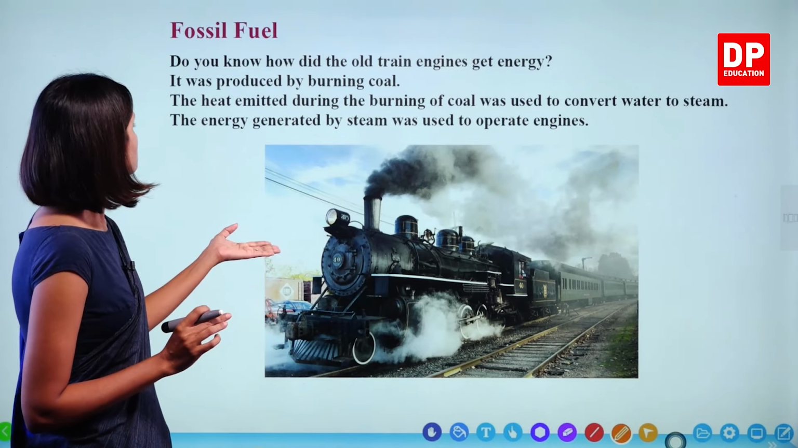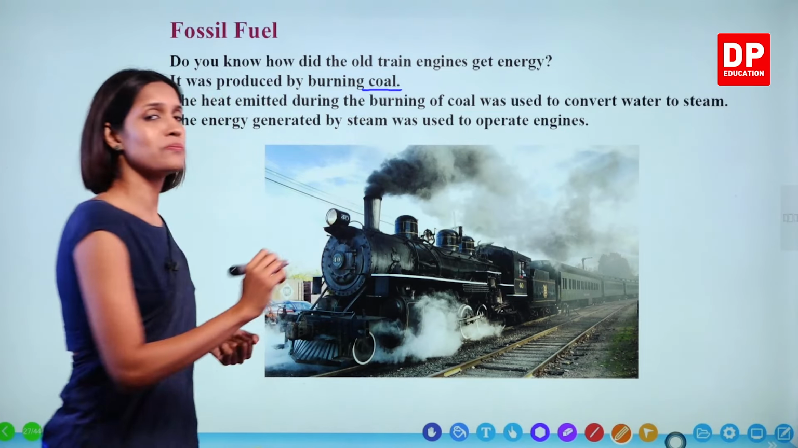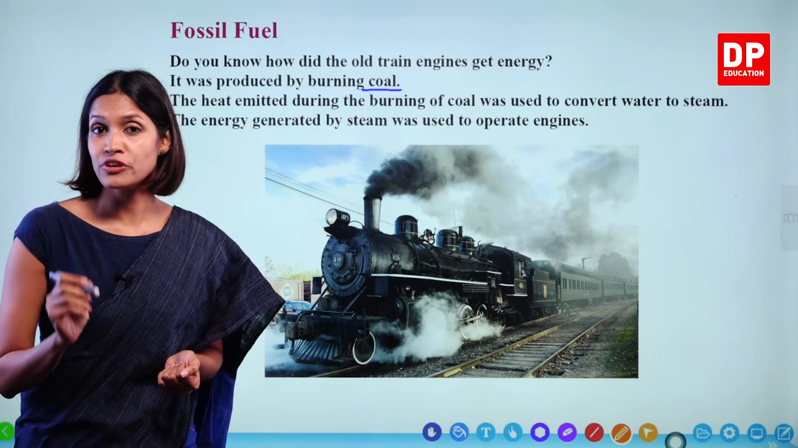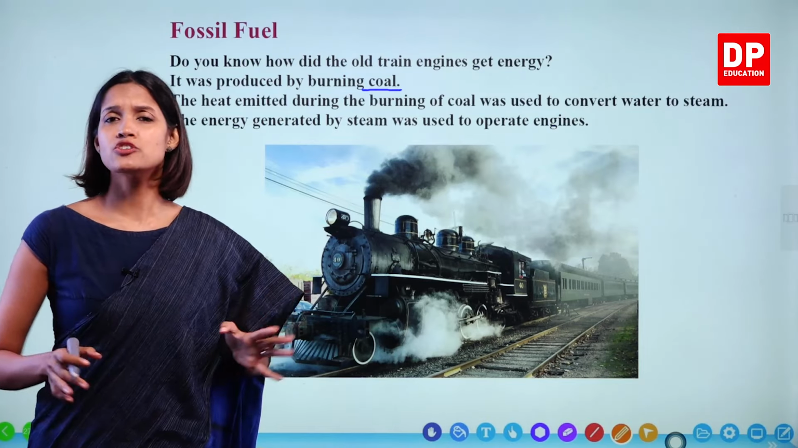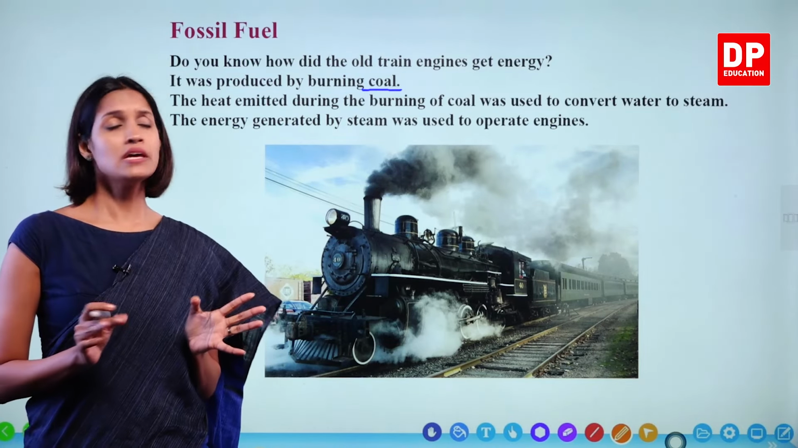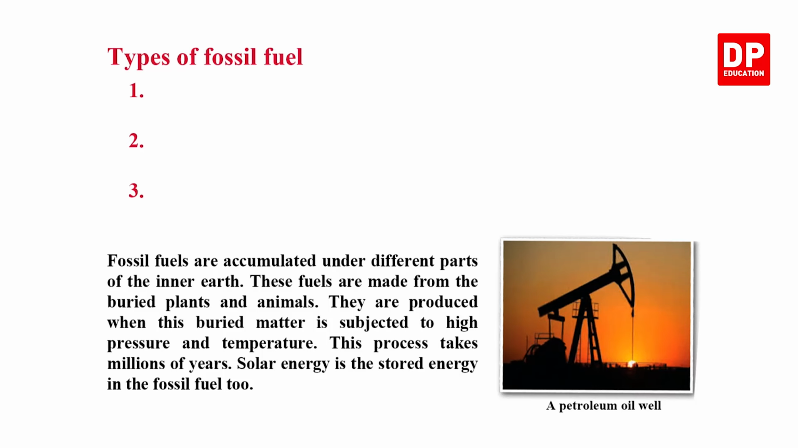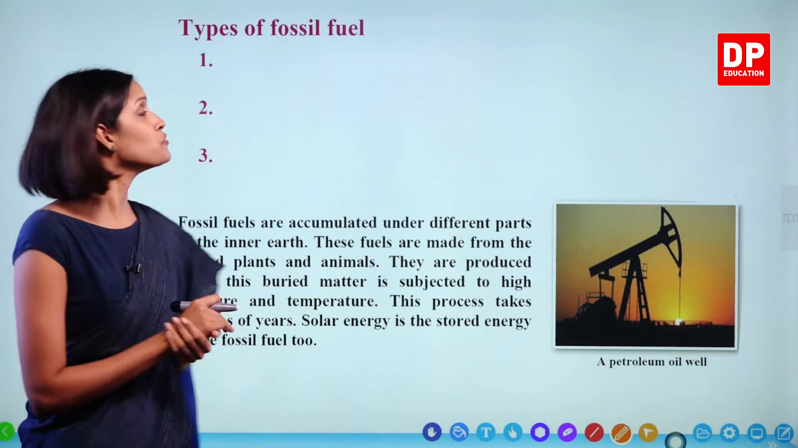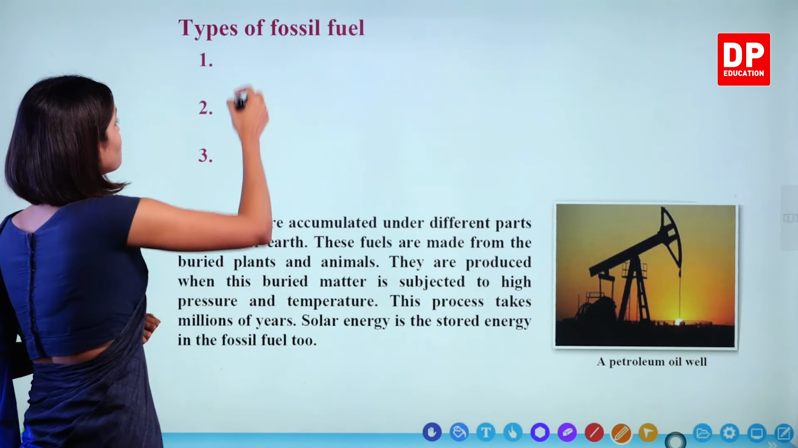Okay, so what about this coal? What is this coal, children? Remember, coal is a type of fuel, and these type of fuels are known as fossil fuels. So what are these fossil fuels? So when we learn about these fossil fuels, we are going to learn about fossil fuels under 3 areas or 3 parts. Fossil fuels can be divided into 3 types. Number 1, coal.